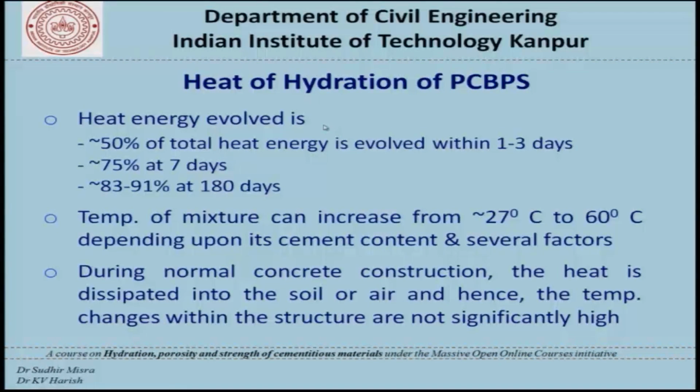Approximately 50% of the total heat energy is evolved within 1 to 3 days, approximately 75% at 7 days, and approximately 83 to 91% at 180 days. Temperature of the mixture can increase from 27 degrees Celsius to as high as 60 degrees Celsius depending upon the amount of cement content present and several other factors. During normal concrete operation, the heat is dissipated into the soil or air, and hence the temperature changes within the structure are not significantly high.